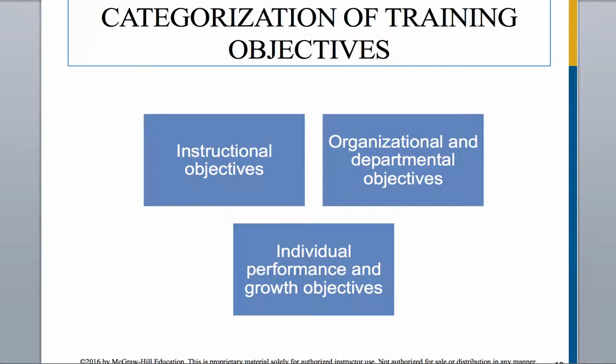So there are some categories that you have with these training objectives. As you see, there are the instructional objectives, organizational, departmental, and then you have your individual performance and growth. Some people may wonder, why is the individual performance and growth included? Because if you're not focused on employees being able to perform individually and have a sense of growth, where they're actually learning and retaining information and building upon their skill set, then your focus is off.